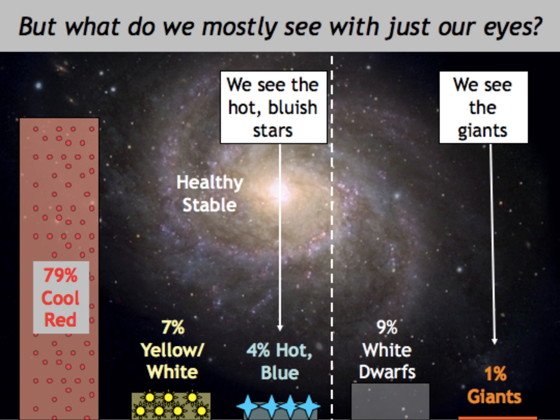The reason is that cool red stars are difficult to see. We can see the blue stars because they are so incredibly hot and luminous. We can see the giants and supergiants because they are so large. Dwarfs and red main sequence stars are so dim that they are hard to spot without telescopes or other equipment.